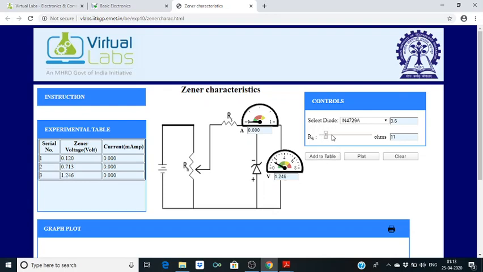We can take different values, try to take different values with different current readings. Do not repeat the same current reading, because otherwise your graph will not come out properly. So increase like this. It is in breakdown. So increase.